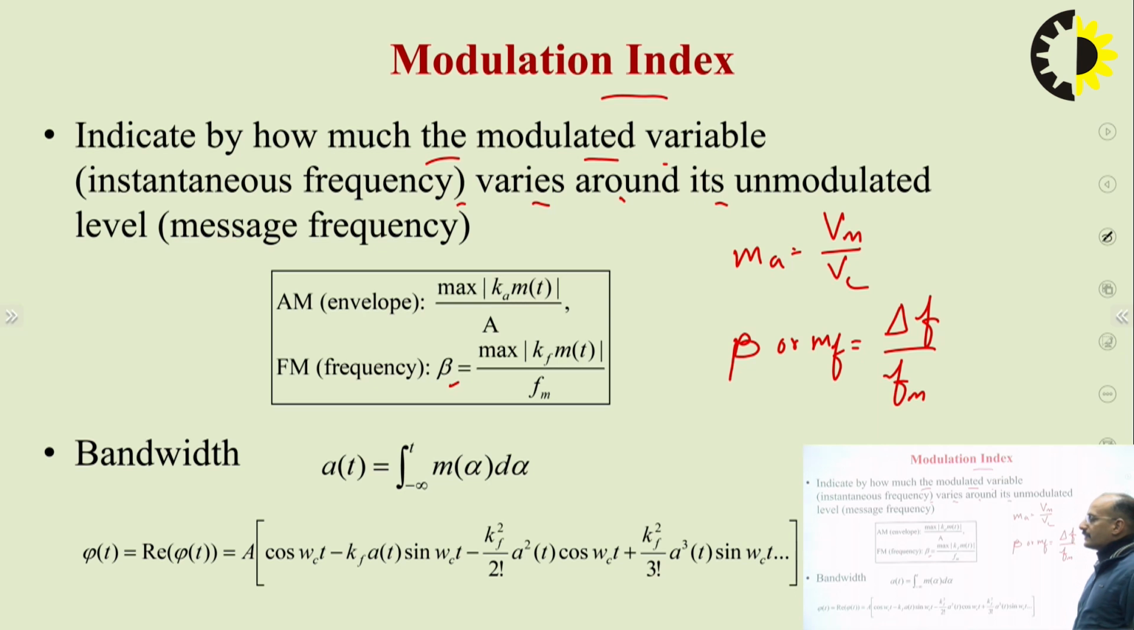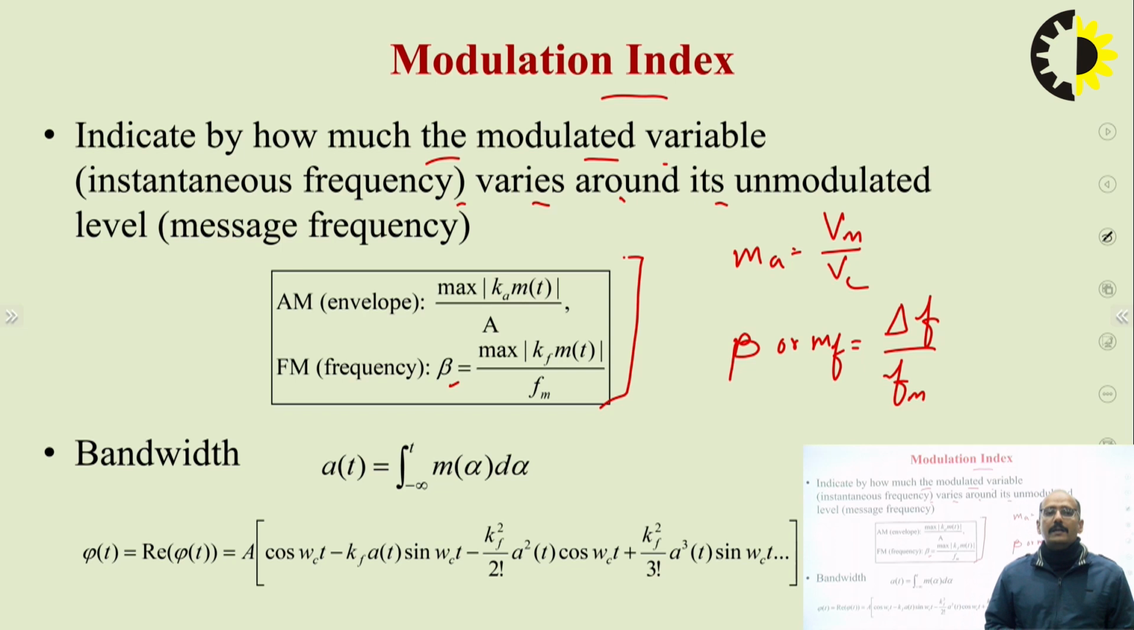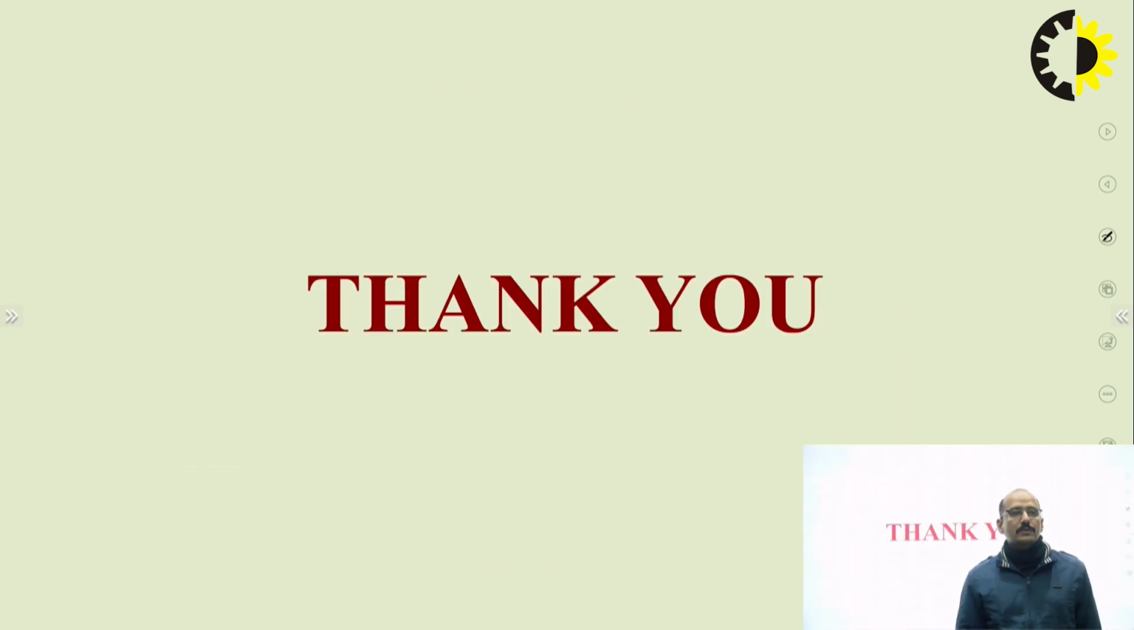So you can easily understand that the modulation index in both cases is related to the variation, meaning how much variation there is in that particular parameter, whether it is amplitude or frequency. As per that ratio, we decide the modulation index for AM or FM, and the bandwidth can be found by an equation involving an integral of m(alpha) d alpha from minus infinity to t. So this is the modulation index part, and that is a brief introduction to FM, frequency modulation, or angle modulation.